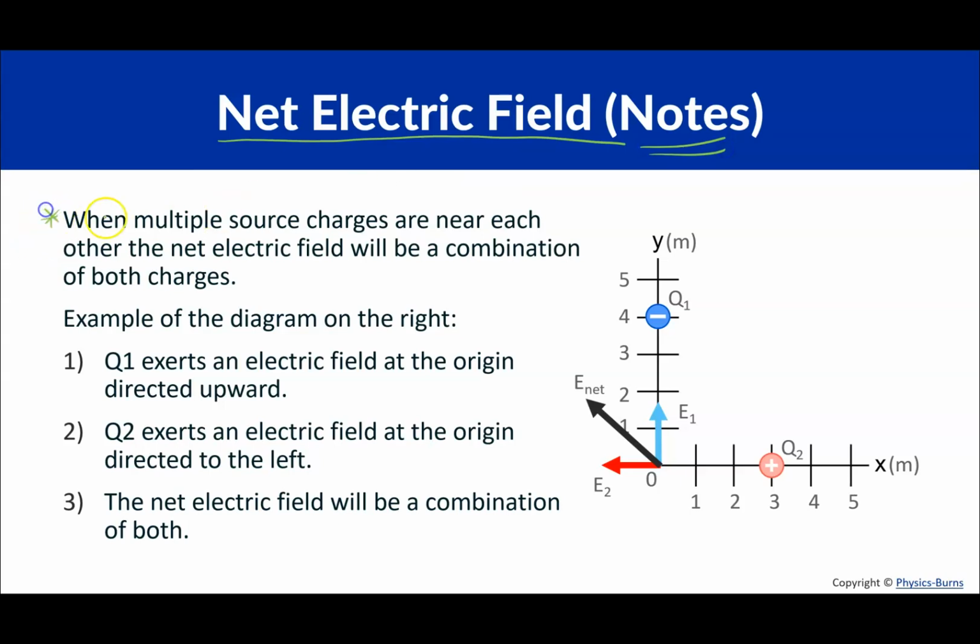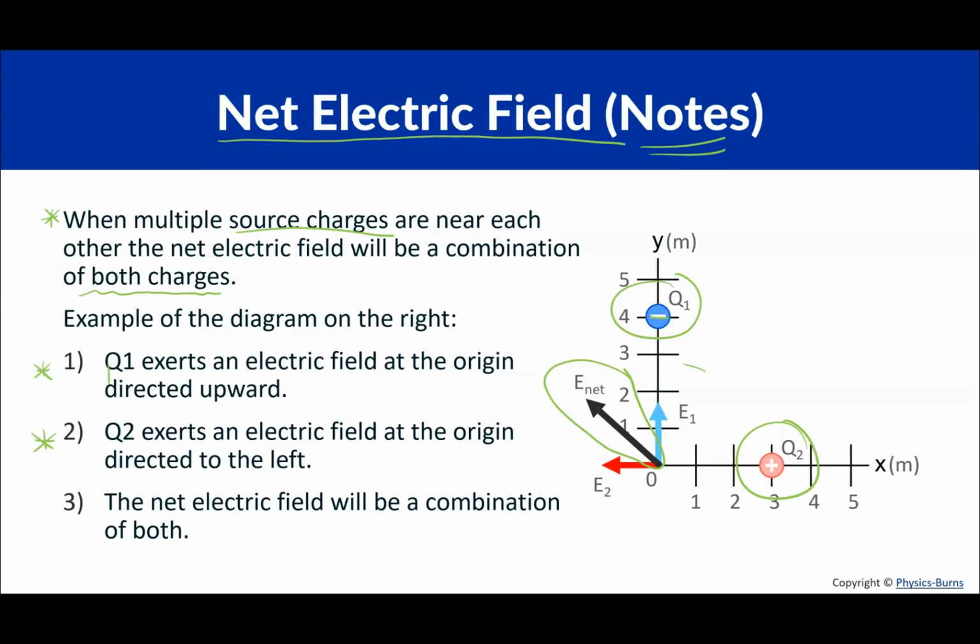When multiple source charges are near each other, the net electric field will be a combination of both charges. We kind of learned about this when we talked about drawing electric fields, but here's an example. Charge 1 exerts an electric field at the origin directed upwards because it's negative. Q2 exerts an electric field at the origin that's directed to the left because that is positive. The net electric field will be a combination of both of them. So with both of them, it'll be going some kind of diagonal way like that. Okay, so you kind of add them together as you're doing it.